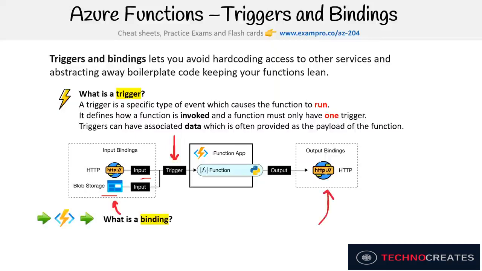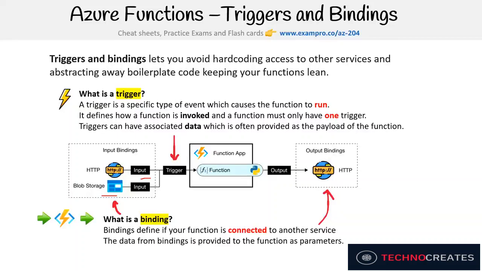Then let's take a look at what a binding is. My arrow is a little bit messed up, but the idea is bindings define if your function is connected to another service. So we have input bindings and output bindings. The data from bindings is provided to functions as parameters. Bindings are optional, and a function can have multiple input and output bindings. Optional, but often used, as we'll find out. But let's take a look at what supported bindings are in the next video.